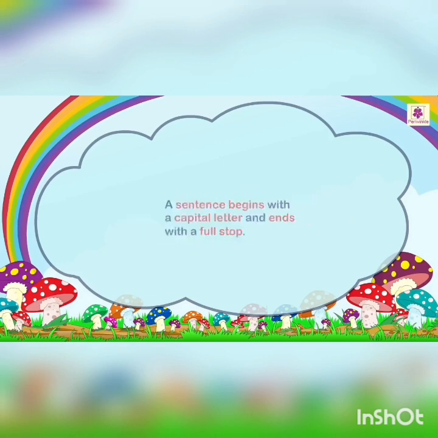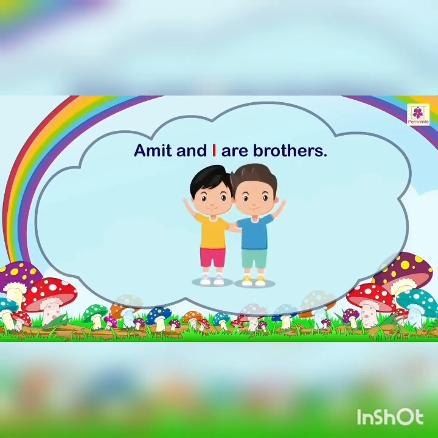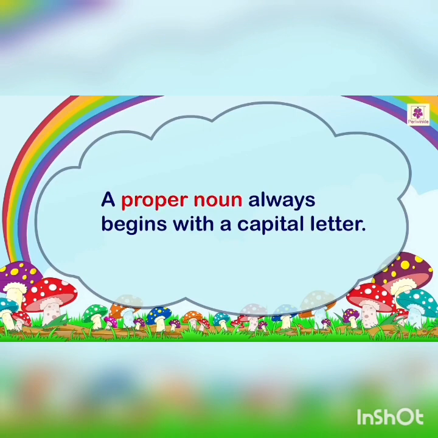So, dear students, let me tell you one more point. The pronoun I is always written in a capital letter wherever it appears. Okay, let's give an example. Amit and I are brothers. Now you can look at this very pronoun I. So, it's written in a capital letter.